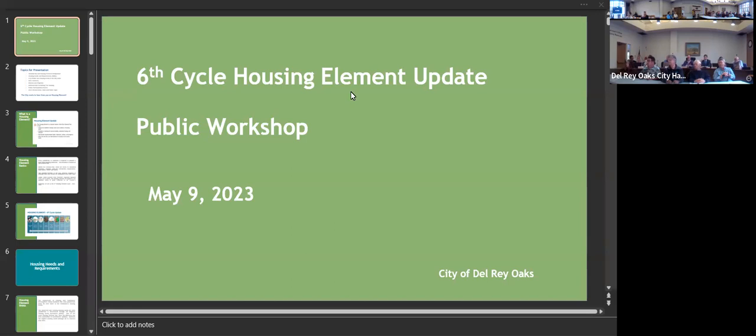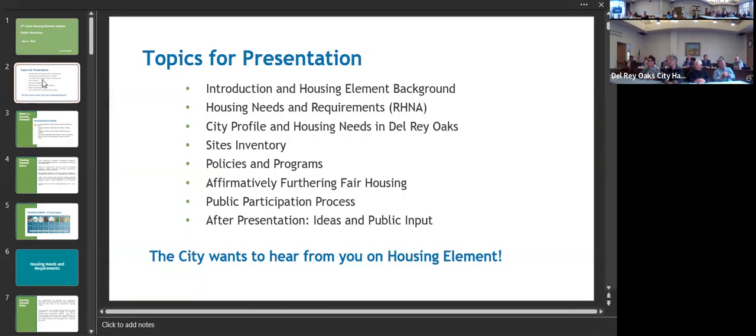As a short recap, Denise Duffy here to discuss the housing element for the sixth cycle, furthering the workshop and public participation approach for the sixth cycle, as required by the state as a community development. Today, we're going to have a presentation that's very similar to our workshop on May 3rd.